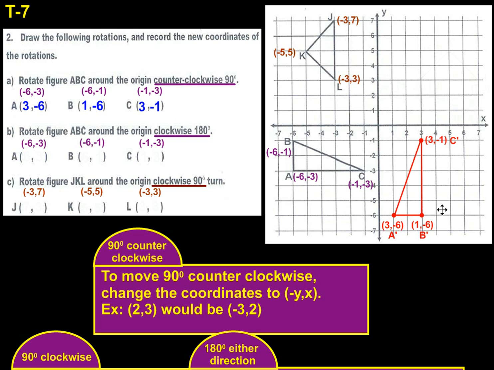And if you look at those points and connect them, you should create a triangle that looks like this. Remember to put your marks next to each of the letters to show that it is a creation of the original.